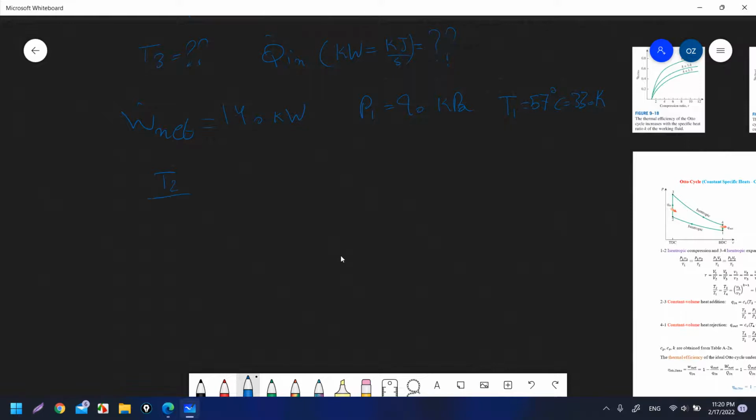T2 over T1 is equal to r power k minus 1, so T2 is equal to T1 times r power k minus 1. T2 is equal to 330 times 17 power 1.4 minus 1, and this will give you 1024.93 Kelvin.